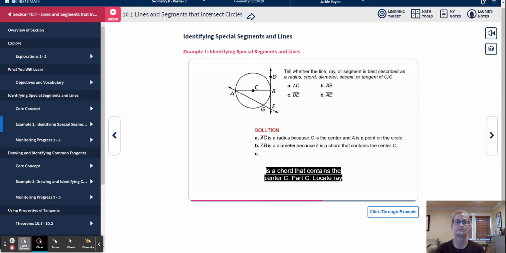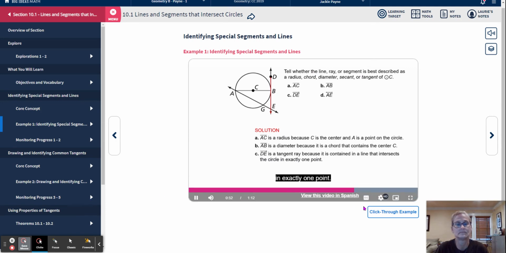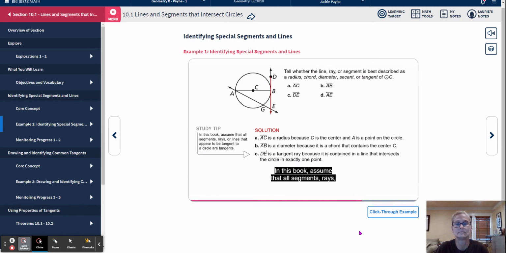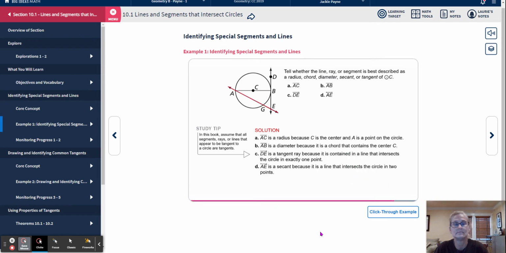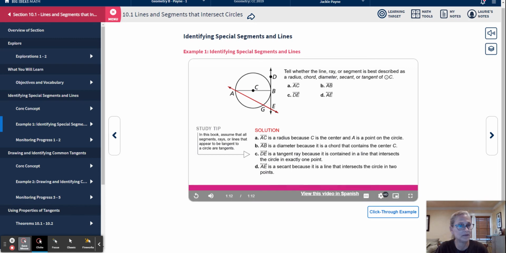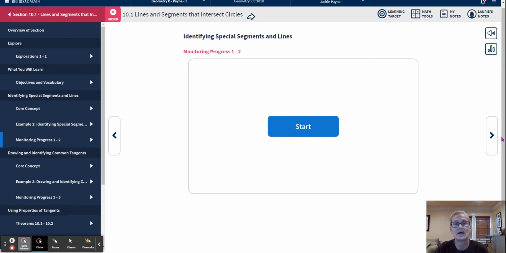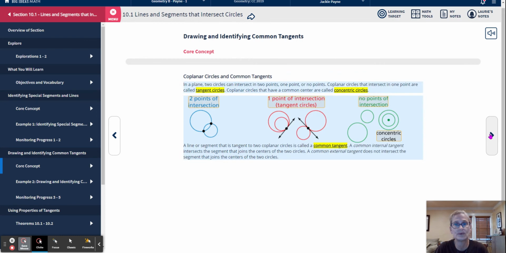Part C. Locate ray DE in the diagram. Ray DE is a tangent ray because it is contained in a line that intersects the circle in exactly 1 point. In this book, assume that all segments, rays, or lines that appear to be tangent to a circle are tangents. Part D. Locate line AE in the diagram. Line AE is a secant because it is a line that intersects the circle in 2 points. So that first part, it's just identifying. Get used to that vocabulary. These are examples we do in our class notes.